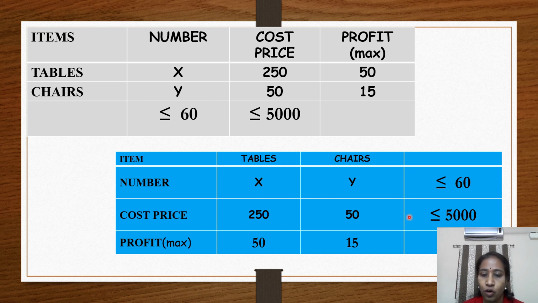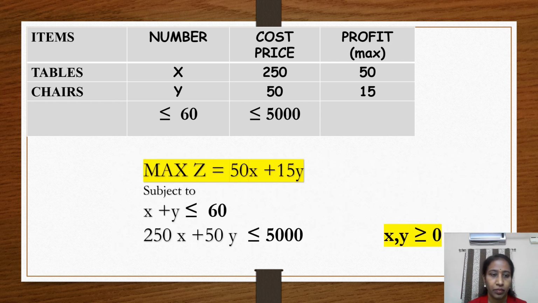So this is not wrong. You can even write it like this, and whichever comes to your mind you can write it, provided you fill in the details properly so that your LPP does not go wrong. So I have considered the first table here, and I'm coming to the profit. I've written maximize because we are going to maximize the profit.